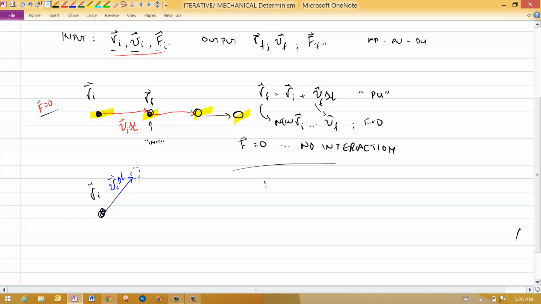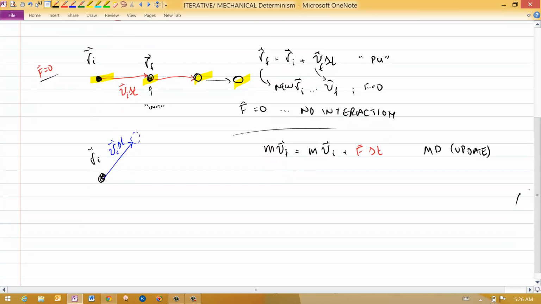So I've got m v final is equal to m v initial plus, and I'll put this in red, F delta t. Now that's just the momentum principle in its update form, as we've used it before. If I divide both sides of this by the mass, I get that the final velocity is equal to the initial velocity plus, I'll put it in red here, F delta t over m. So if I knew what the force was, the delta t and the m, I could tell you by how much the velocity is going to change.